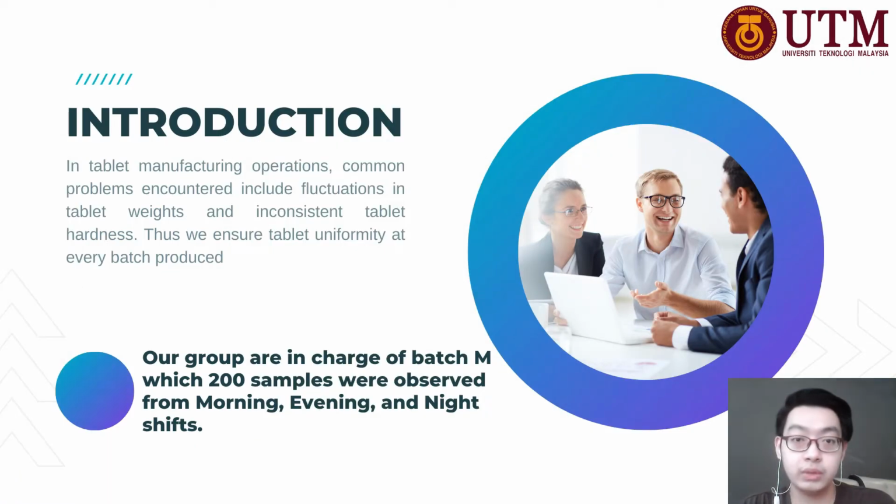Okay, so why are we doing this project? We are doing this project due to some problems encountered during the manufacturing of the table. For example, the problems found during manufacturing are inconsistent table hardness and weight. So we need to ensure table uniformity in every batch of products. Our group is in charge of batch N, which has 200 samples from the morning, evening, and night shifts.